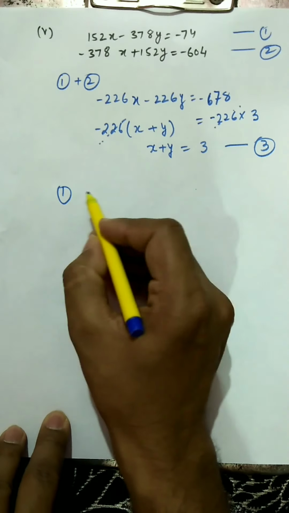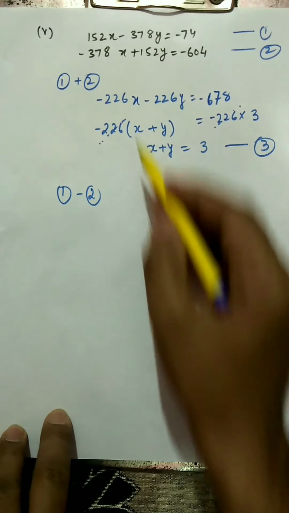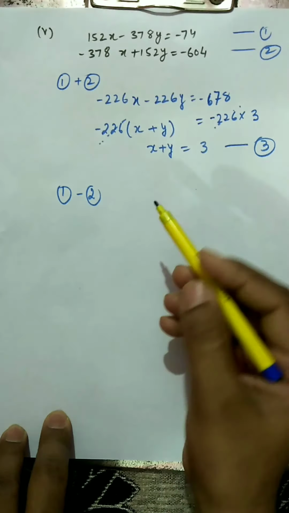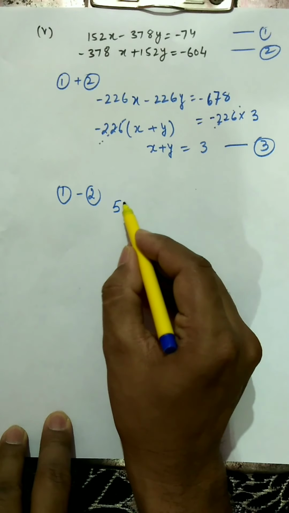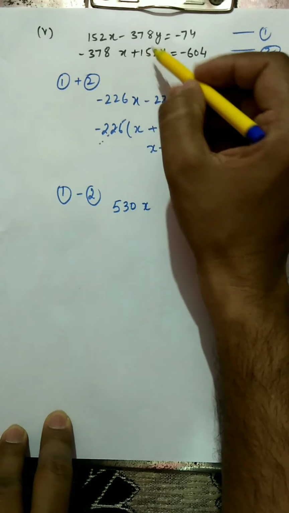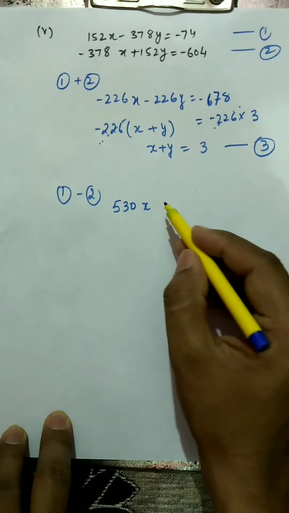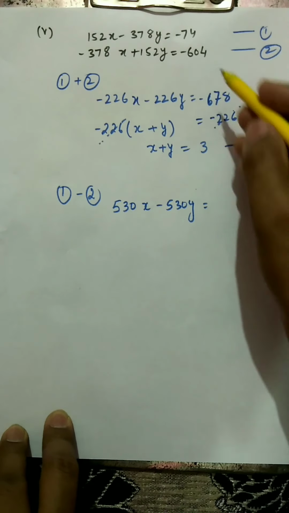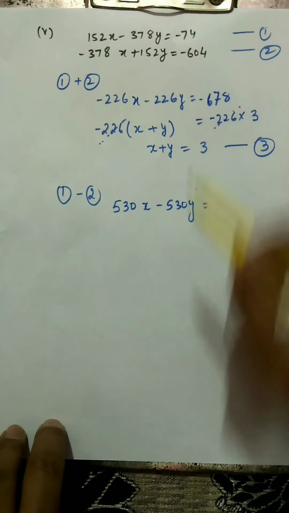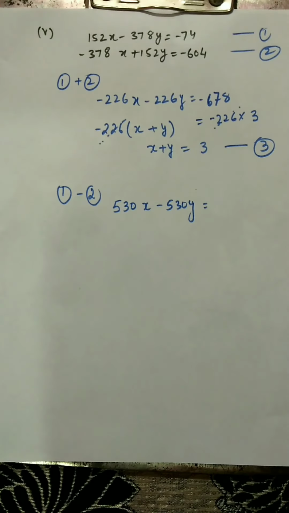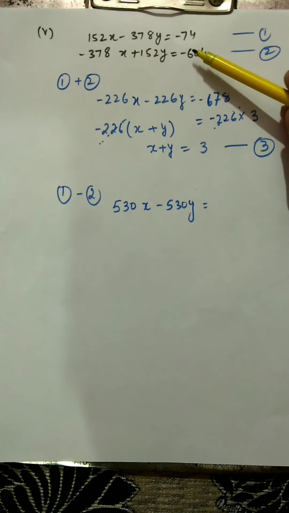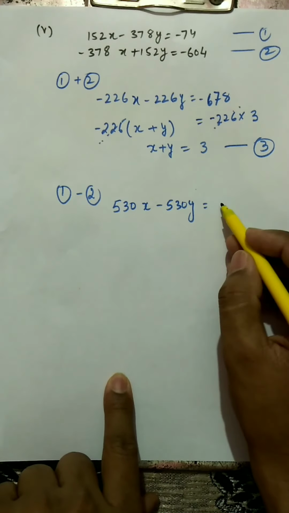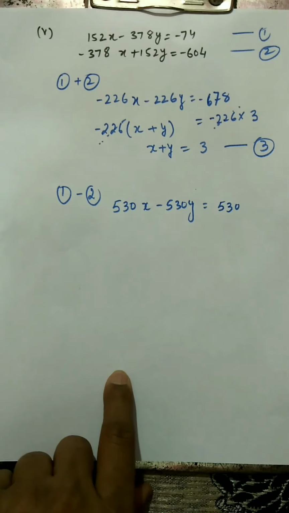Second one, now you subtract 1 minus 2. You do the difference. If you do the difference, this will become plus. So 152 plus 378, this will become 530. So this is 530x, and similarly if you add this, it will be minus, and this will be minus 530y, and this one if you subtract, this sign will be plus sign, and we'll see what will be left. So 6, this will become plus 604, and this will become minus 74, and if you subtract, it will become 530 of plus sign.